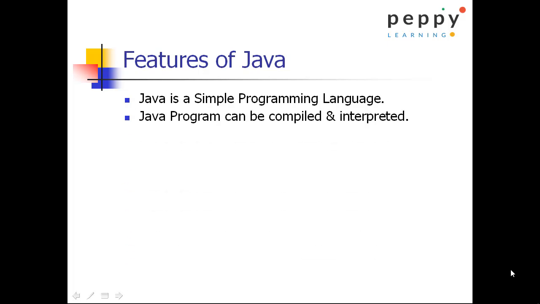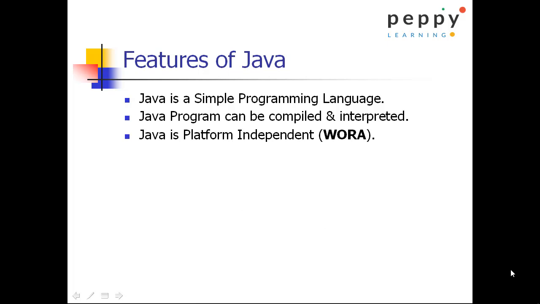Next, features of Java. Java is a simple programming language. Compared to C, C++, it is a very simple programming language where you can easily understand the syntax and there is no clutter of unknown features. Java program can be compiled and interpreted. A Java program goes through two phases. One is compiled, which generates a class file, and interpreted, which generates the output. For compilation you can use javac, and for interpretation you use java.